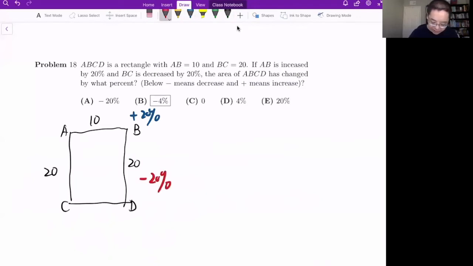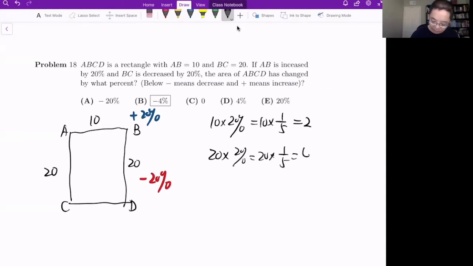All right, so then we see 10. What is 20% of 10? This is just 10 times 1/5, right? So it's 2. What is 20% of 20? 20% is just 1/5, right? So it's 4.